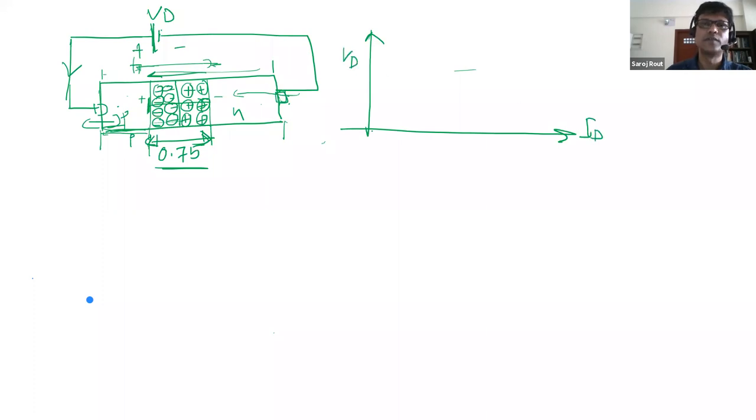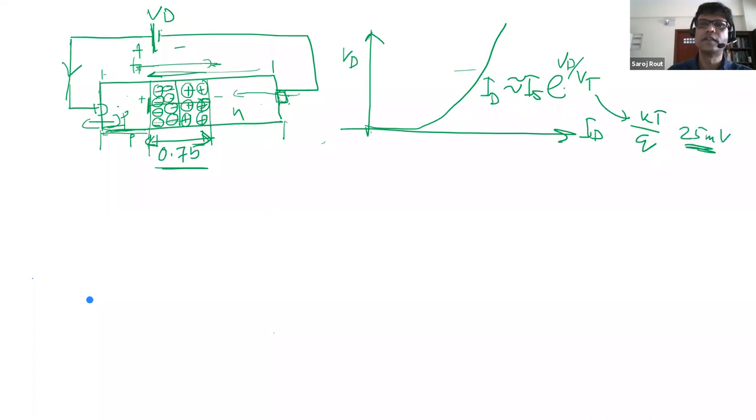So if you do this, you get this exponential curve where the current is almost equal to some saturation current times exponential of VD over VT, and this is your kT over q, which at room temperature is about 25 millivolts. As you start going above 25 millivolts, it starts exponentially rising. So that's your forward bias current.